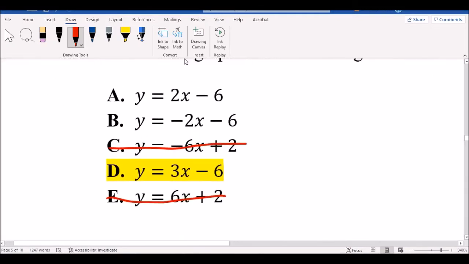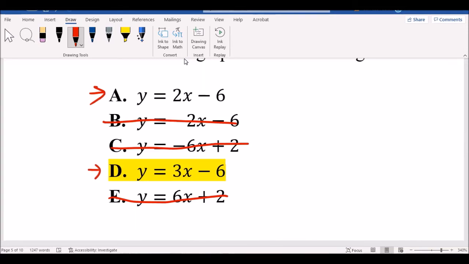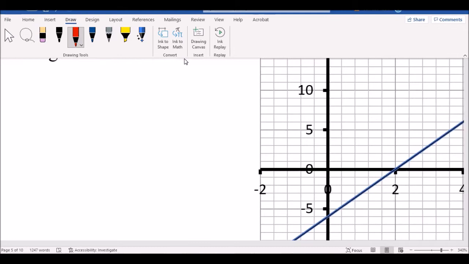That means the number that's next to x has to be a positive number. So it cannot be B, because that's a negative gradient. So it's either A or D. Now this is where we figure out what the gradient is using the rise over run method.